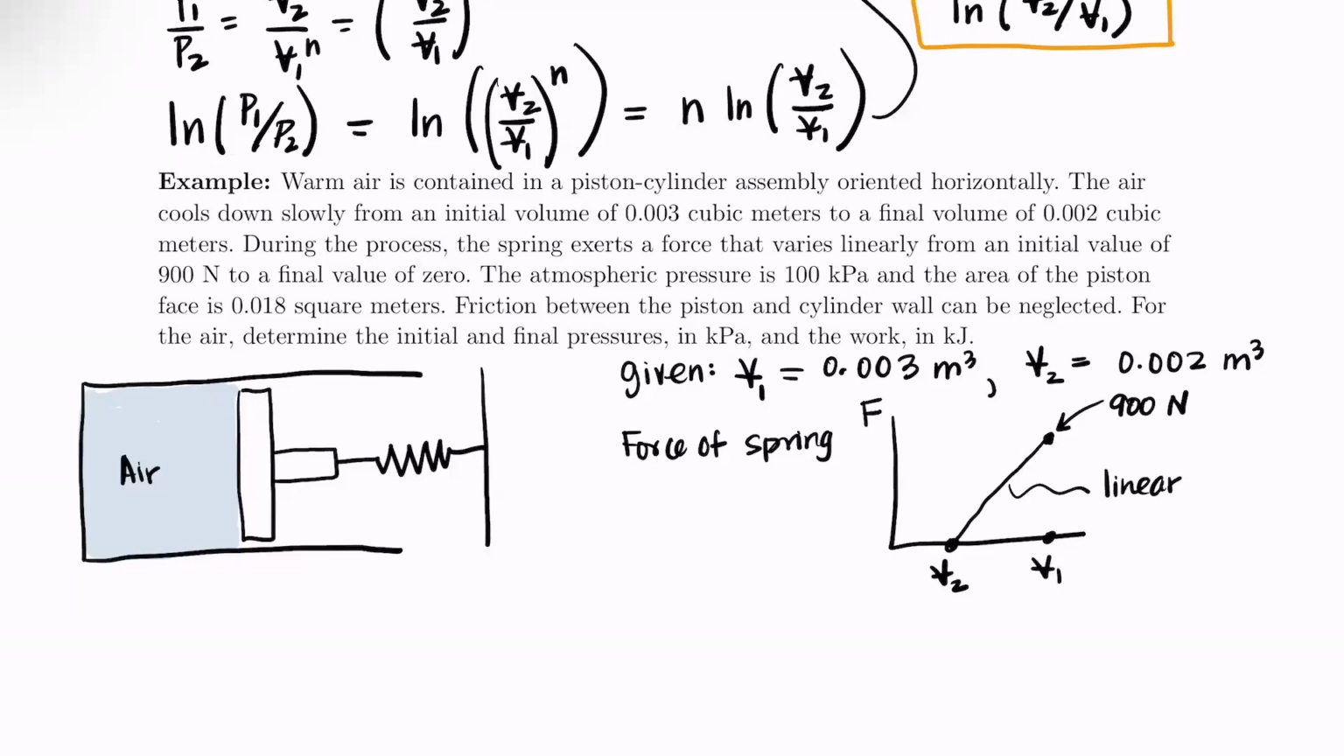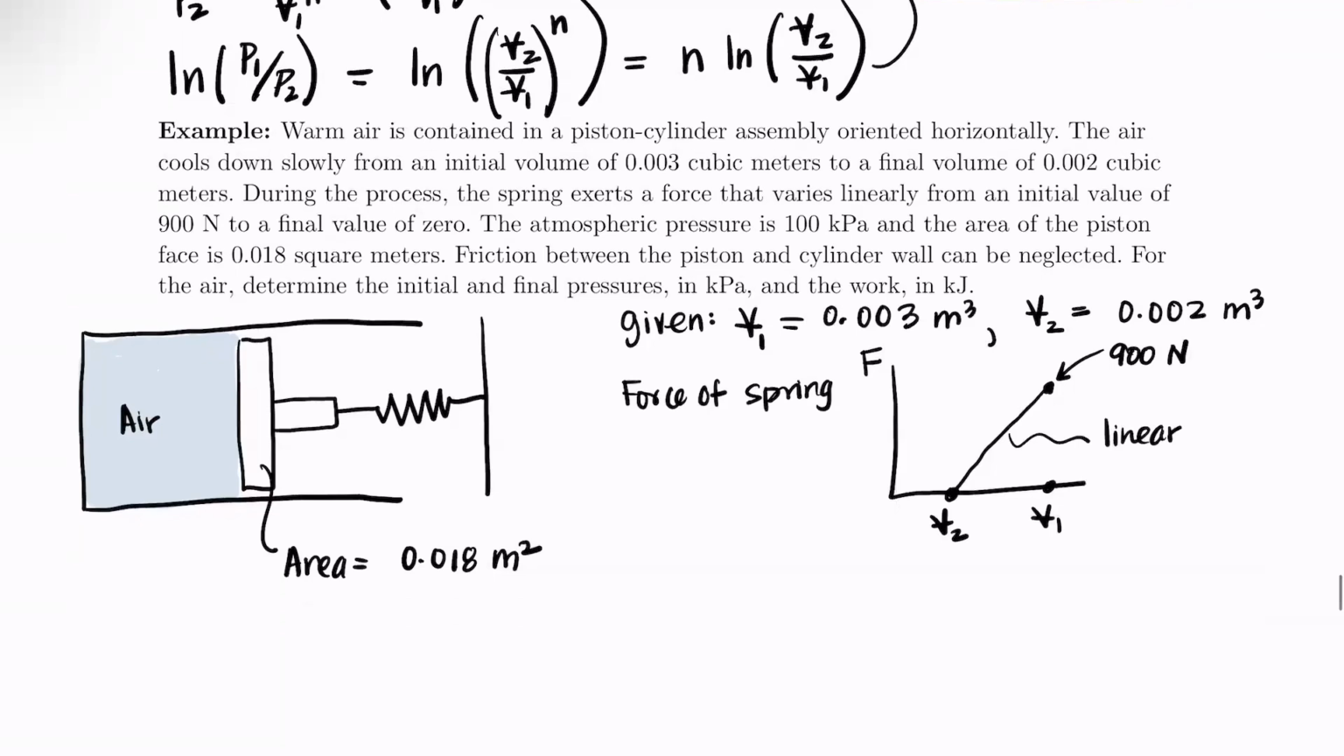Okay. And we're given that this area is 0.018 meters squared. And then I think that's all the givens, right? Yes. And we want to find P1, P2, and WB.